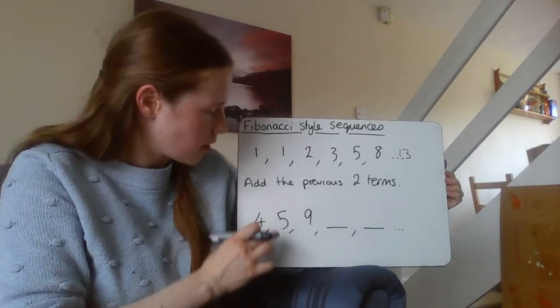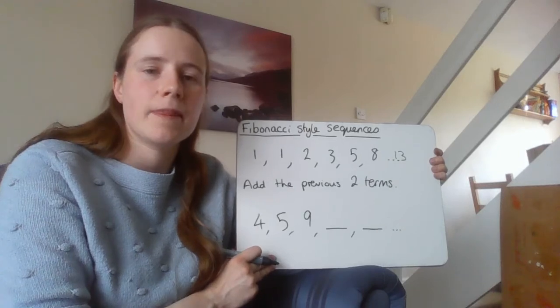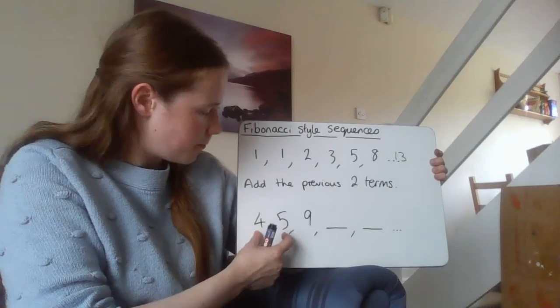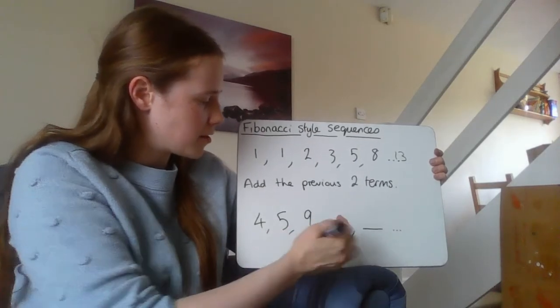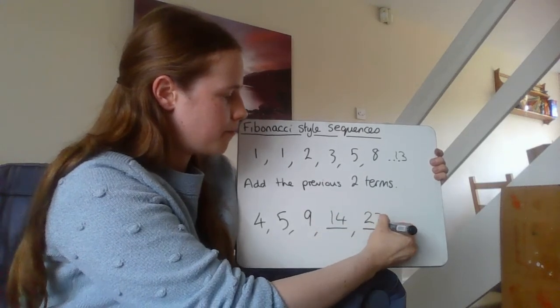Okay, so if you get asked to find the next terms of a Fibonacci style sequence, that's all you need to do. 5 plus 9 is 14, 9 plus 14 is 23.